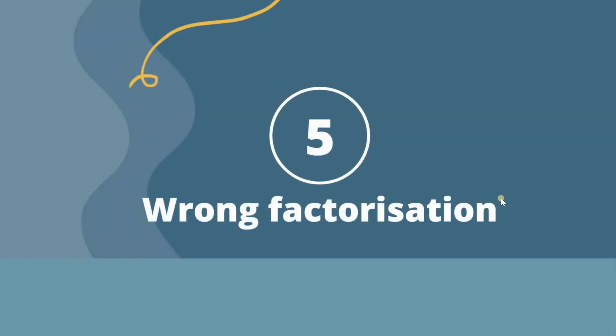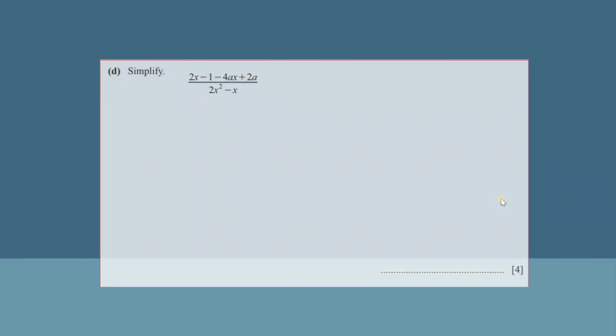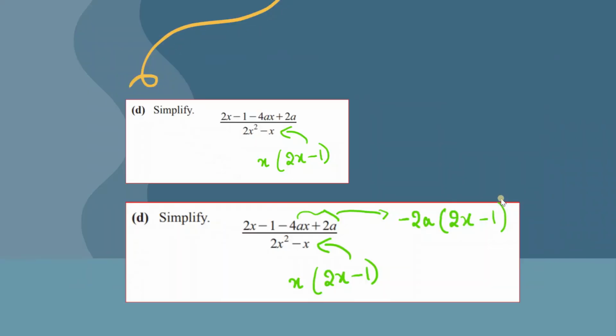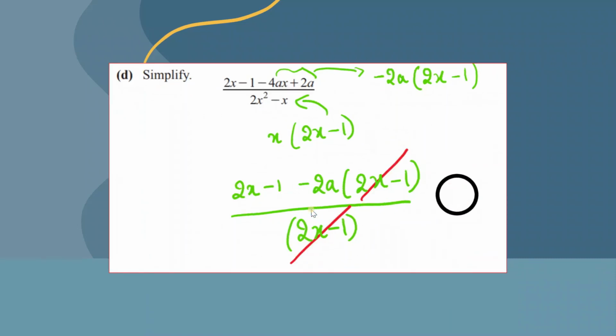Number 5, wrong factorization. A lot of students get confused with factorization. Look at the question here. You're supposed to simplify this by using factorization. And when you factorize the numerator and denominator, it looks something like this. Now, you see 2x minus 1 in the numerator and 2x minus 1 in the denominator. So what do you do? Your first instinct is just to cancel it. And that, my friend, is where you lose marks.